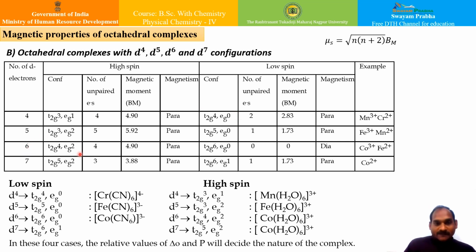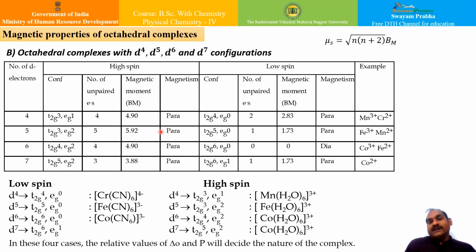You can see over here the number of unpaired electrons in high spin complexes. However, in case of low spin complexes, there are no unpaired electrons, so it is diamagnetic in nature due to all paired electrons. Now this is the case of low spin complex, whereas in case of high spin complex, in all the d4, d5, d6, d7, you have got unpaired electrons, and therefore it will form the high spin complexes, isn't it?